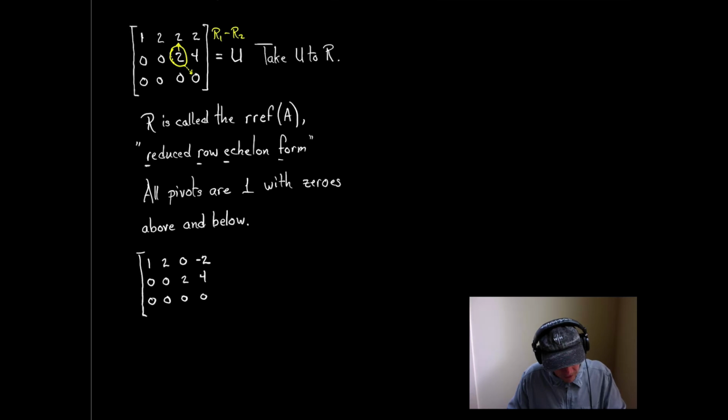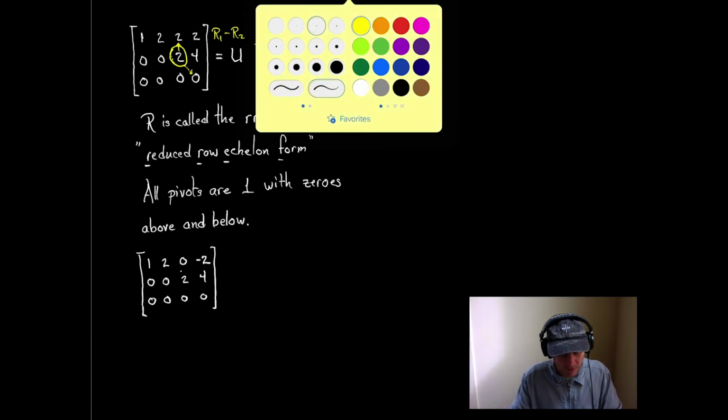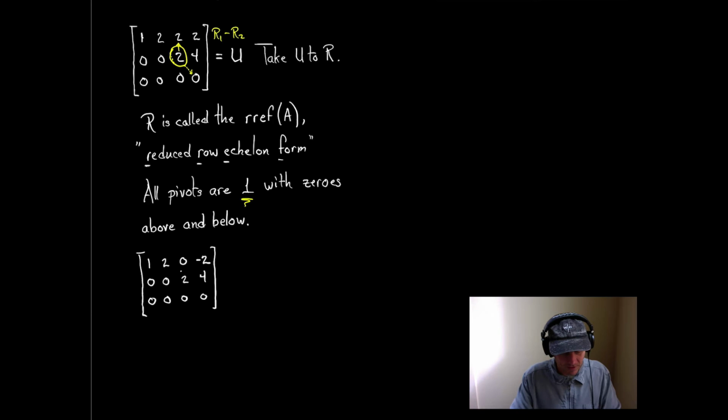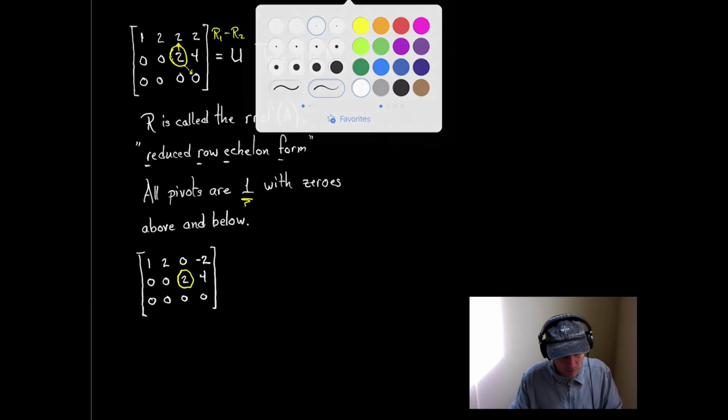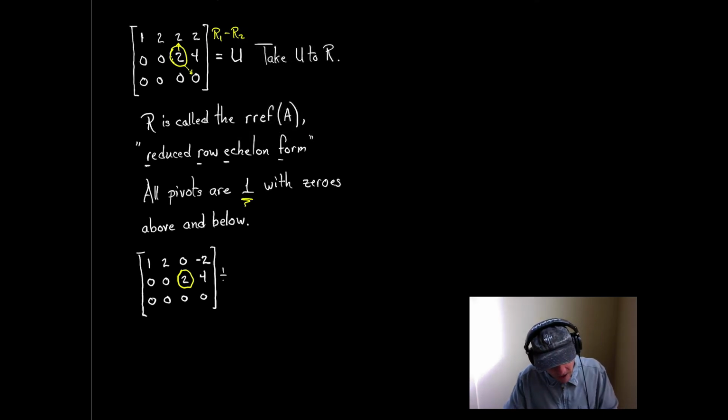Okay. And then our last step at this point is that this 2 needs to be a 1. Remember, that was one of these little pieces that we said. All pivots are 1, so we need to change our pivot here to a 1. We can do that by taking 1/2 times row 2, and our resulting matrix is now 1, 2, 0, minus 2, 0, 0, 1, 2, and then we have a row of zeros.